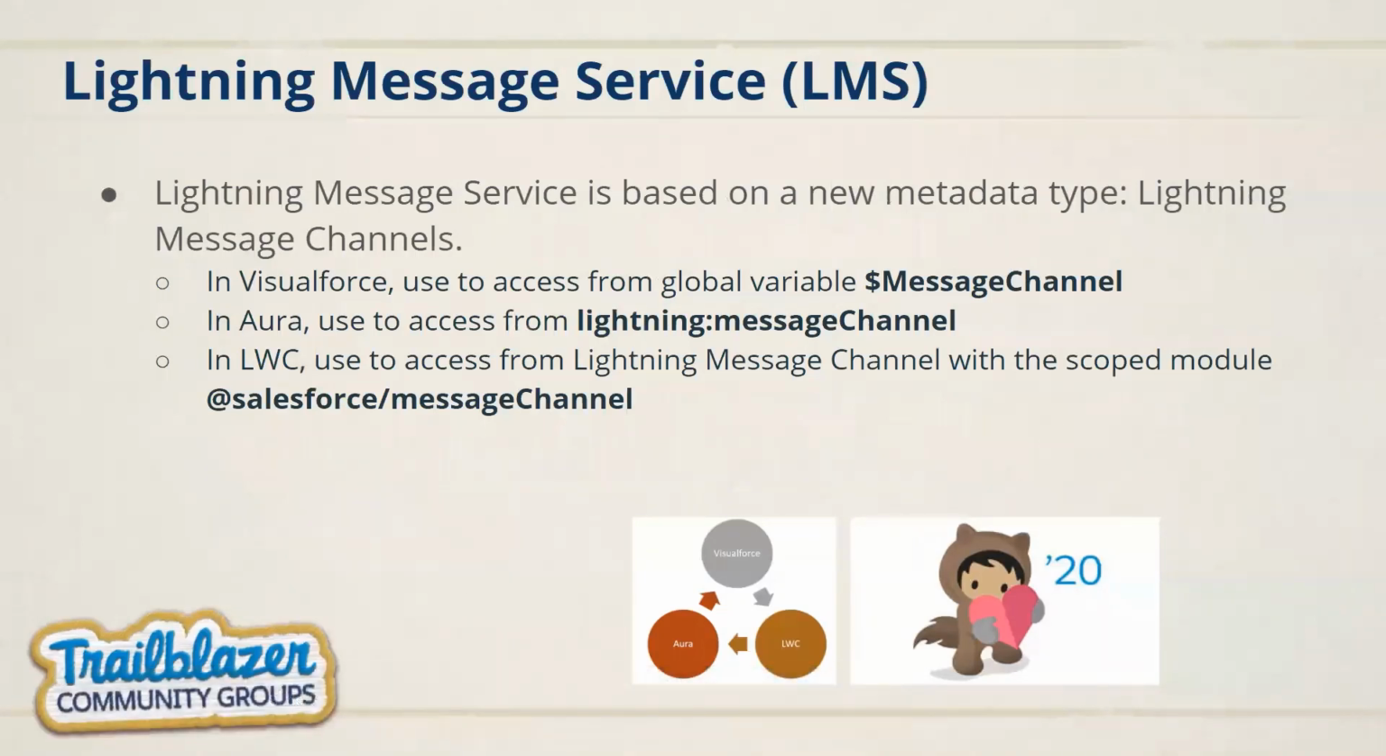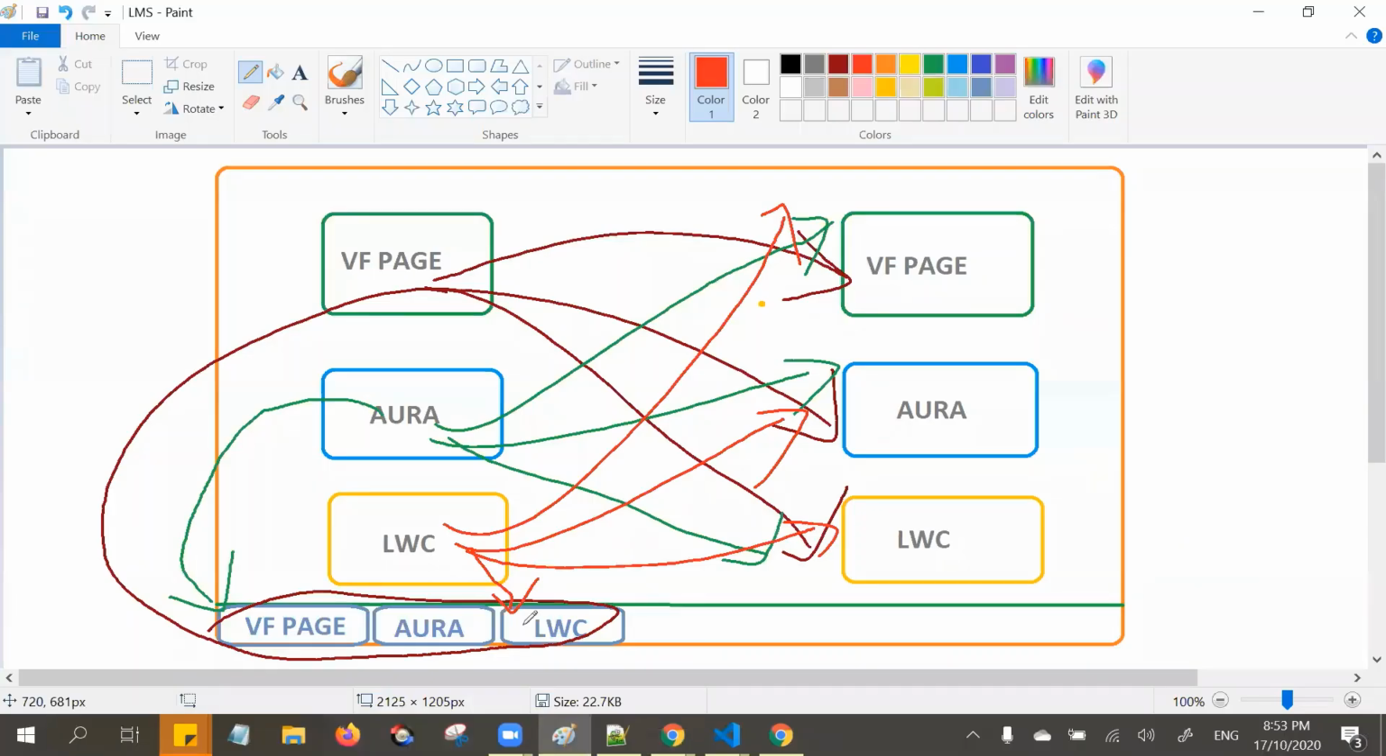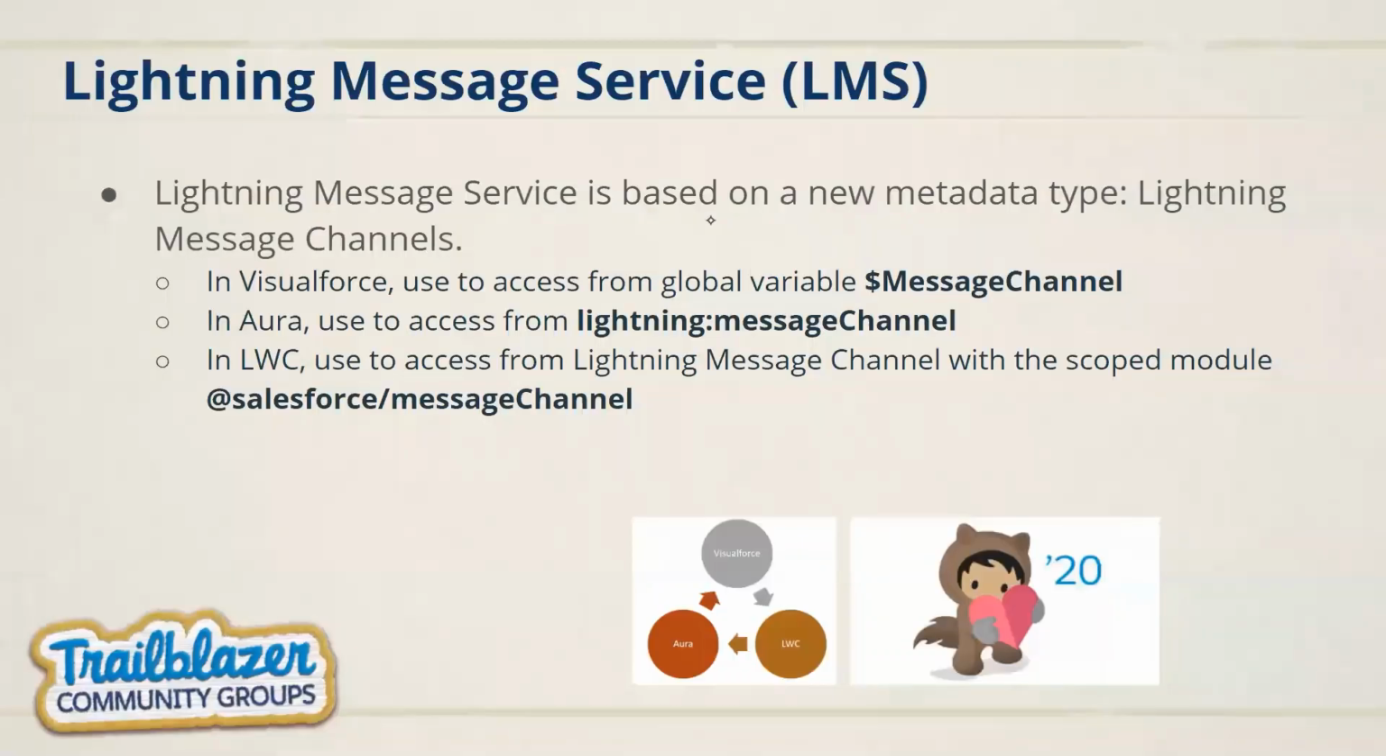As I mentioned, Lightning Message Service is based on a new metadata type called the Lightning message channel. So we need to create a Lightning message channel, and we can define the fields. Once we define the message channel, we can communicate the data to whoever subscribed to that particular channel. This communication is done with the help of the Lightning message channel in the Lightning Message Service API.